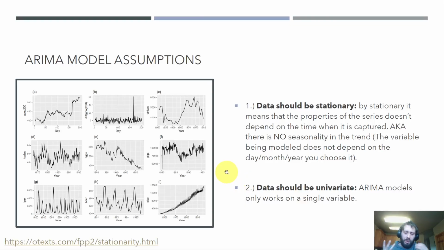So ARIMA models have these two assumptions. One, your data should be stationary. And by stationary, again, it means that the properties of the series don't depend on what time it was captured. And additionally, there's no seasonality in the trend. Another assumption is that data should be univariate. ARIMA models only work on a single variable, so a single outcome variable.